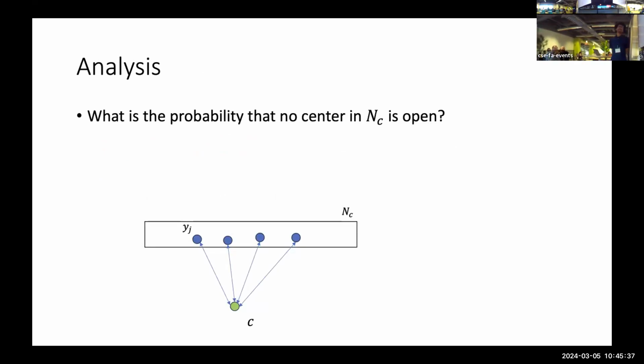So let's first ask this question. Let's fix any client C. And now let's ask the probability. What's the probability that no center of NC is actually open?